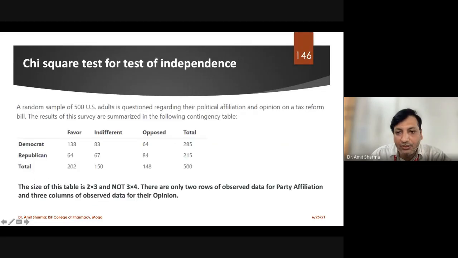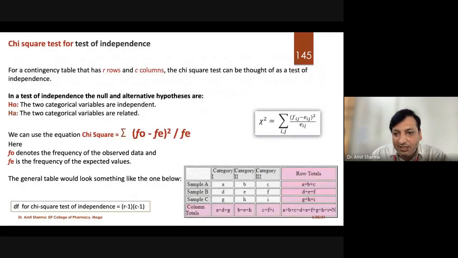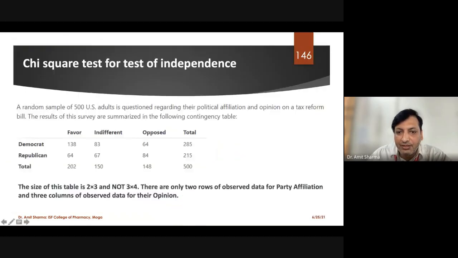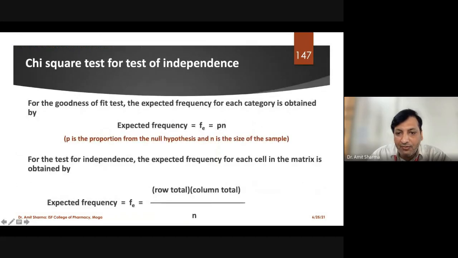Expected we have to calculate by using this formula, that means total of row and total of column. And how to get the total of row and column? You have to make a contingency table like this, and by using the contingency table you can do the total of row like A plus B plus C, then D plus E plus F, then G plus H plus I. And from top to bottom you get the column total. So both values can be put here and divided by n, which was 500.